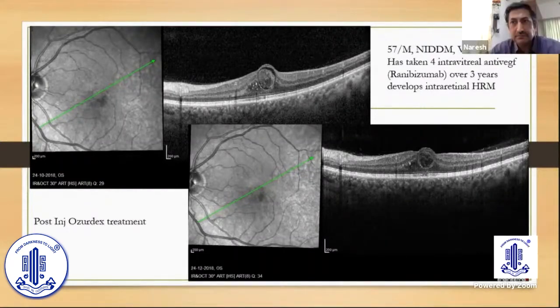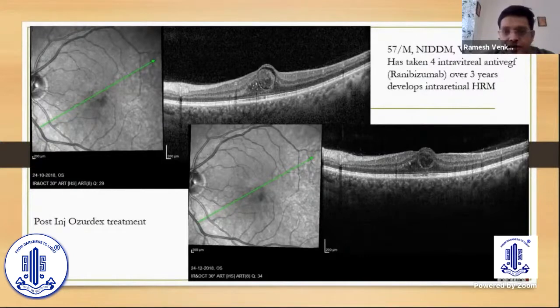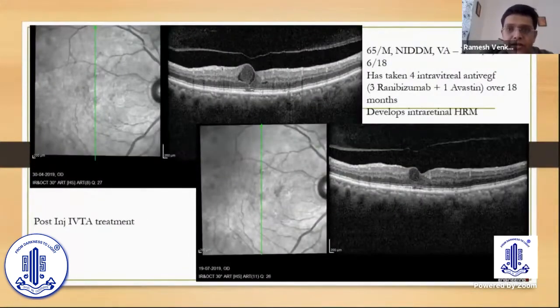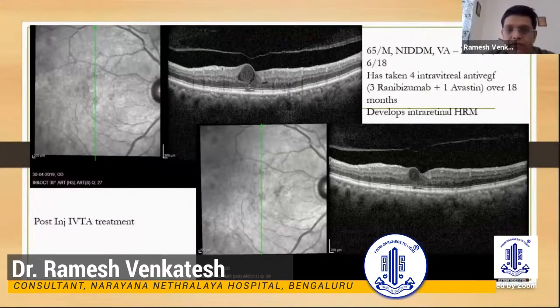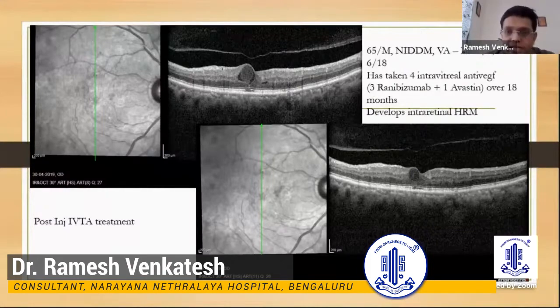And what you can see is that post treatment, so basically he's not been responding to the anti-VEGF, and post injection Ozurdex, he has shown a slight response, but there is a presence of a hyperreflective material which is present within the cyst. And this is quite a rare condition. Even in this second case, we can see that this patient has had a very poor response with intravitreal anti-VEGFs, and he develops this intraretinal hyperreflective material. And post treatment with IVTA, you can see that there is a reduction in the size of the cyst as well as in the hyperreflective material.